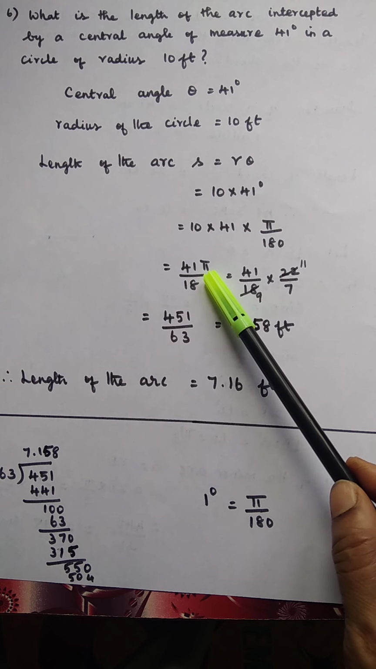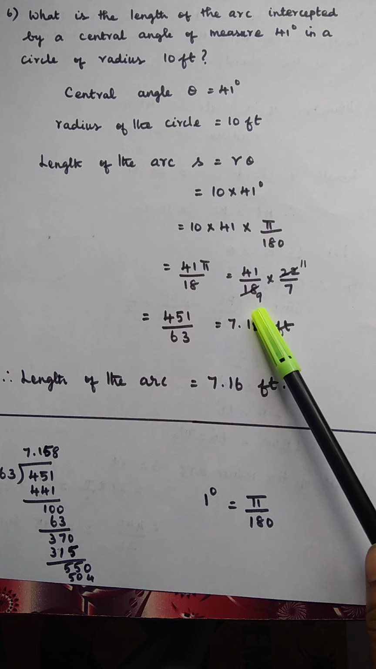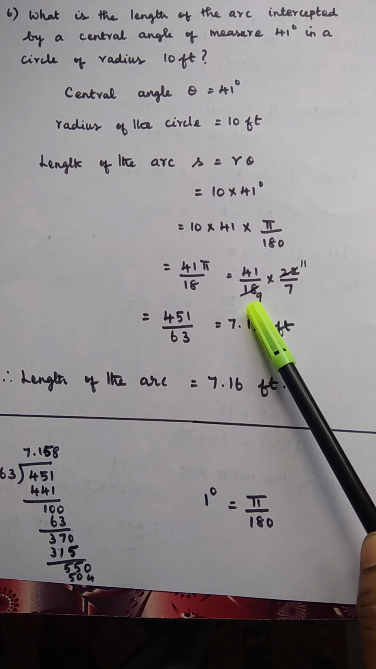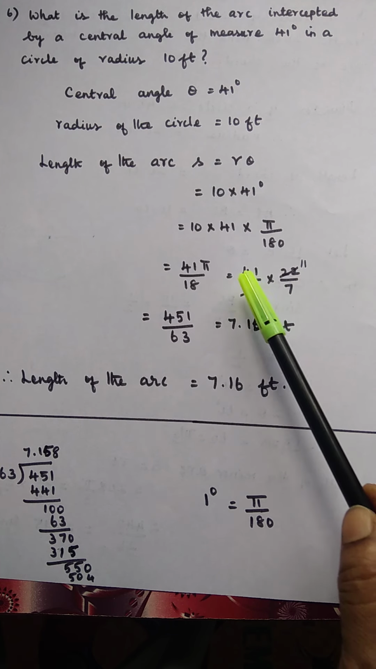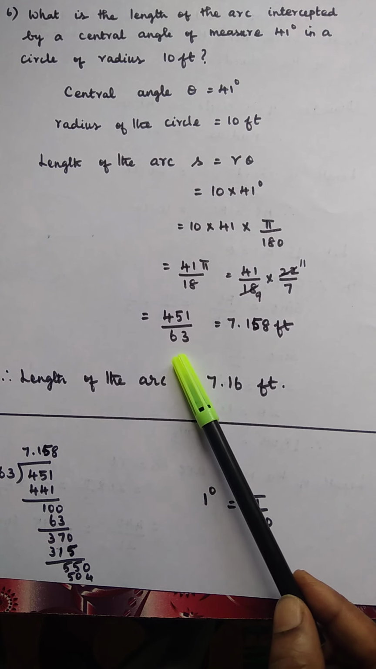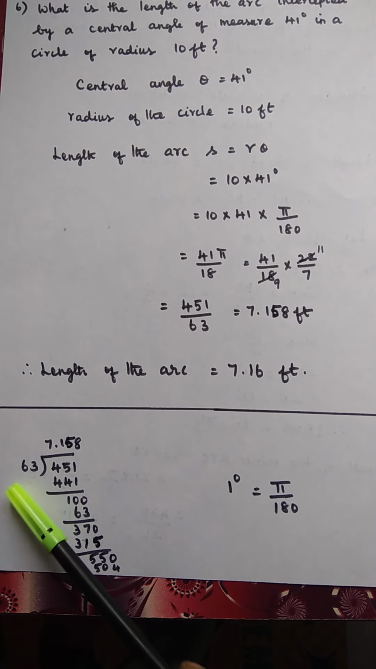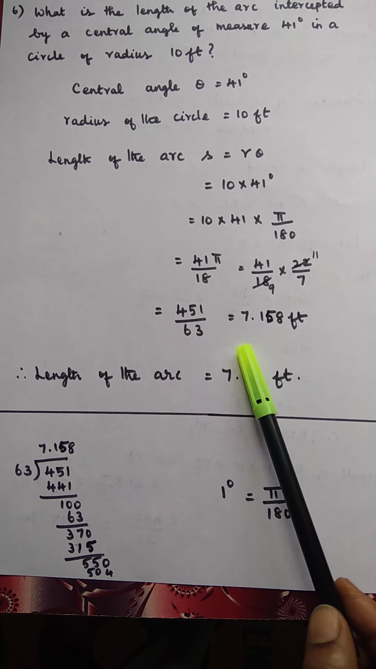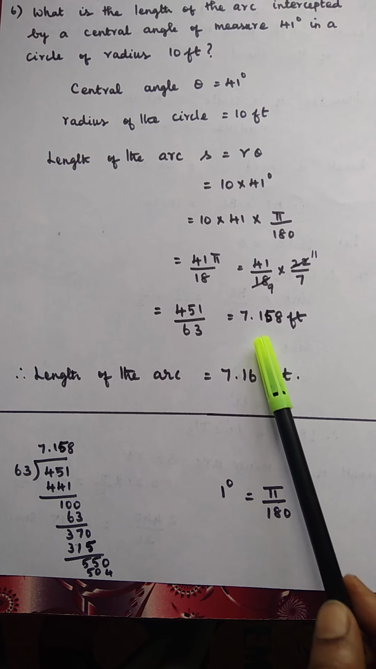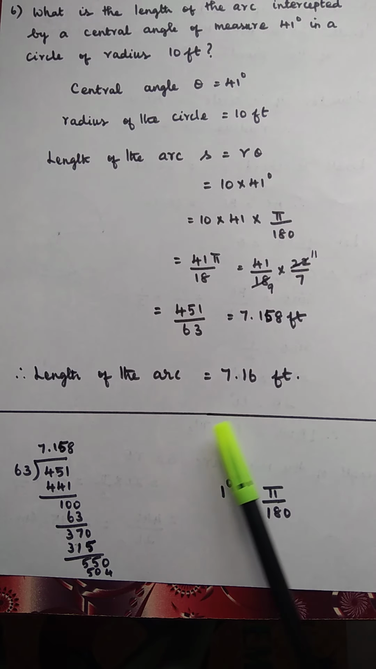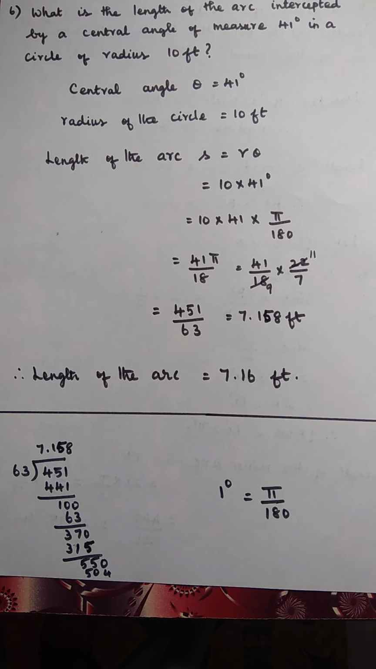Now we know the value of pi is 22 by 7. So 41 by 18 into 22 by 7. Cancel by the 2 table, 9 times and 11 times. 41 into 11, 451, divided by 9 sevens are 63. Dividing 451 by 63, we get 7.158. So 7.158 feet. Approximating the 3 decimals to 2 decimals, we get 7.16 feet. Therefore, the length of the arc equal to 7.16 feet.